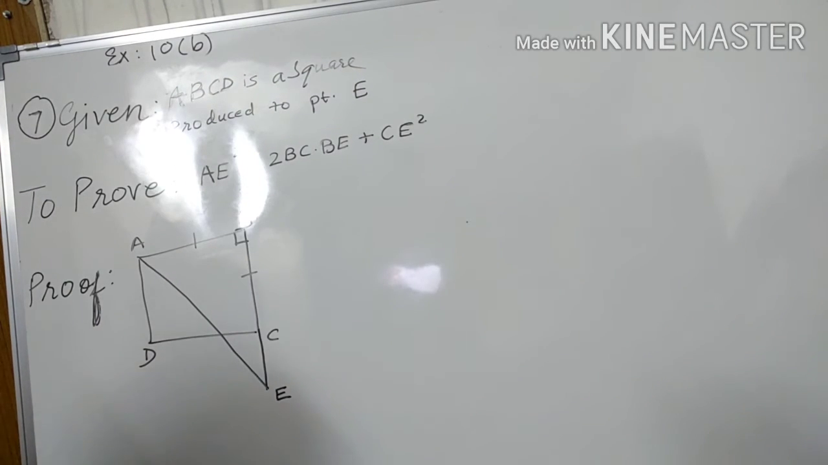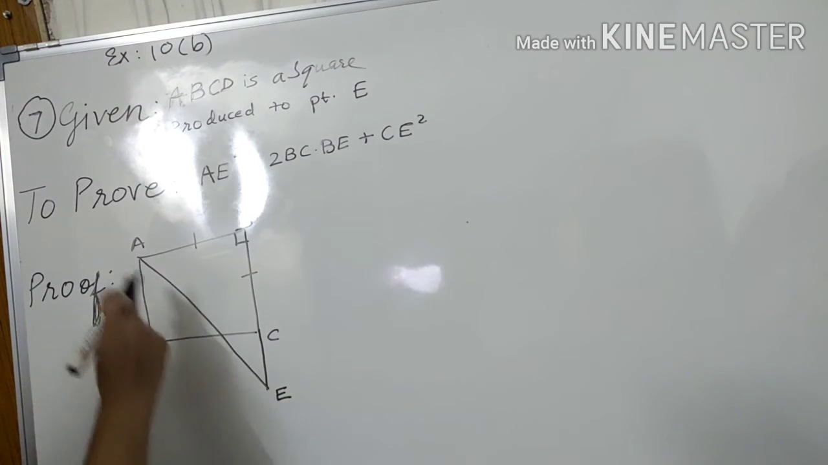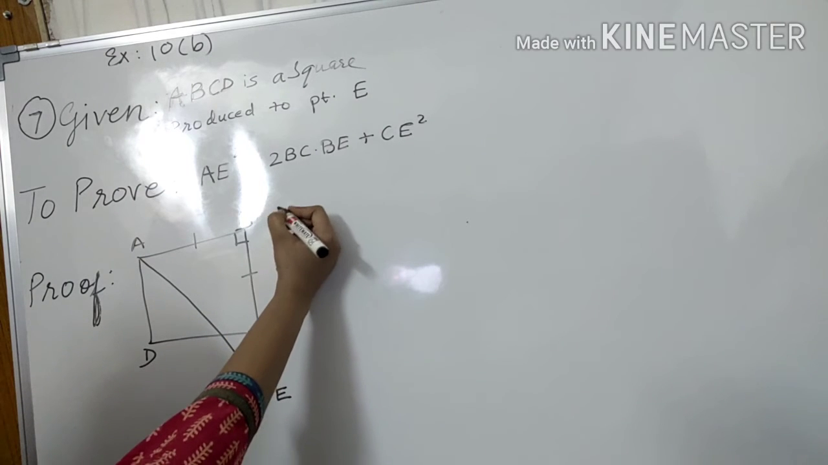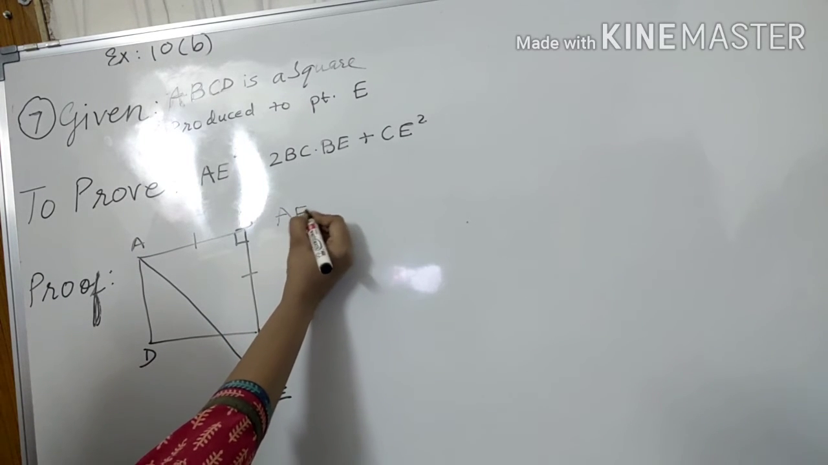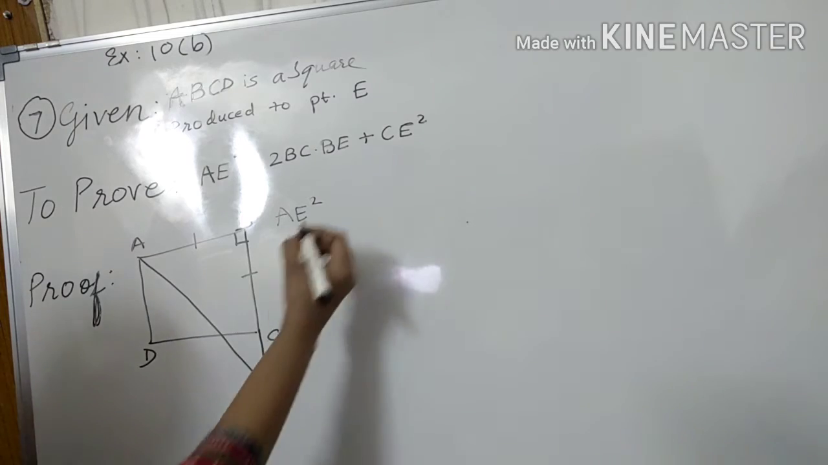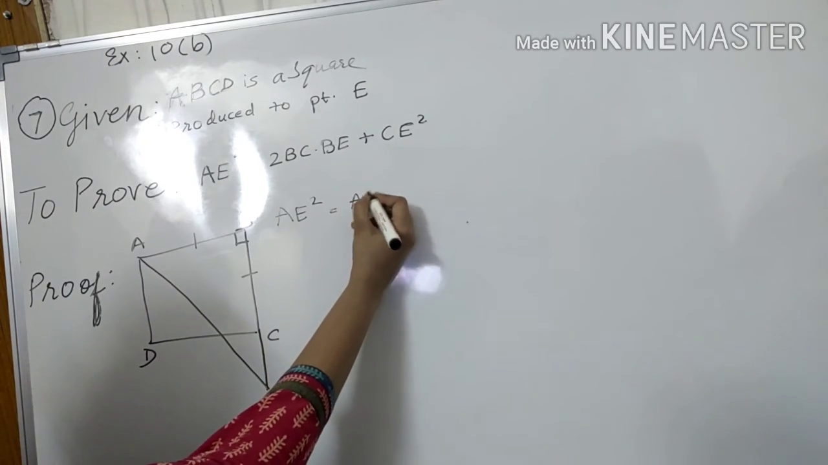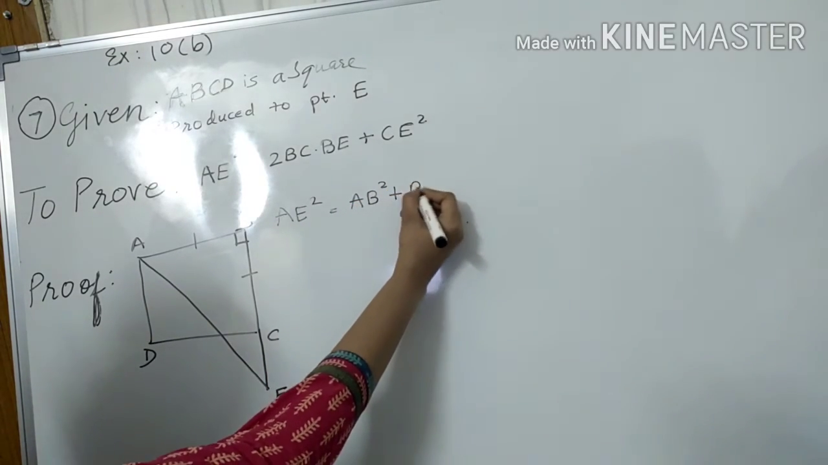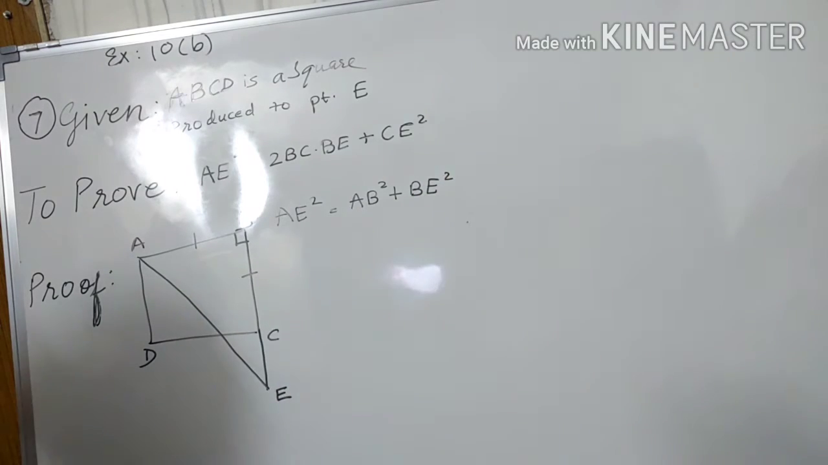Now let us start the proof part. In the proof part, we will take first this triangle ABE. We will start our Pythagoras theorem in this triangle. So according to that, I write AE square is equal to AB square plus BE square. This is our Pythagoras theorem.